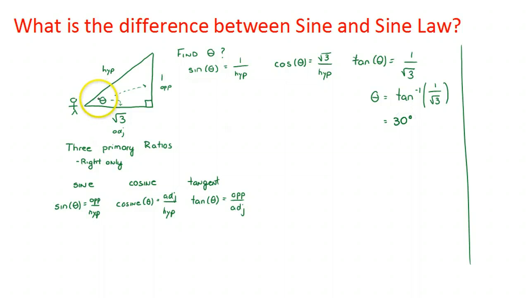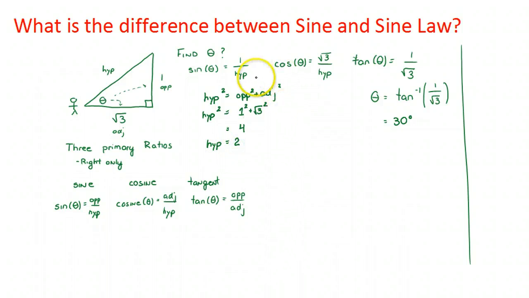But your question was, how does Pythagoras theorem relate? Pythagoras theorem can be used to find one of the sides of a right angle triangle. We know that the hypotenuse squared is going to equal the opposite squared plus the adjacent squared. So if I wanted to use sine or cosine, I could calculate the hypotenuse: 1 squared plus root 3 squared. 1 squared is 1, plus root 3 squared is 3, so that's 4. So the hypotenuse is equal to 2.